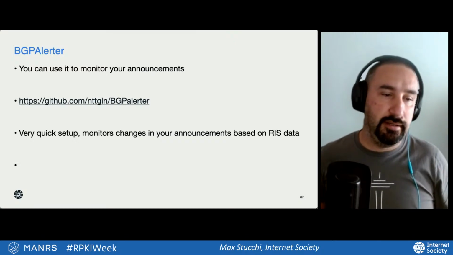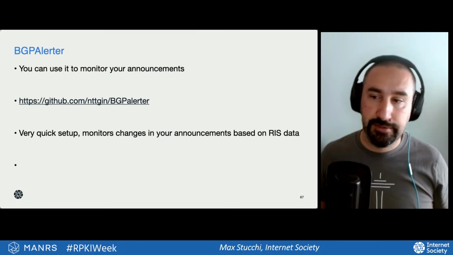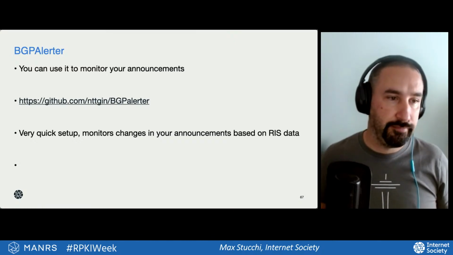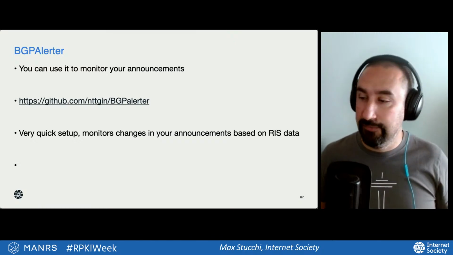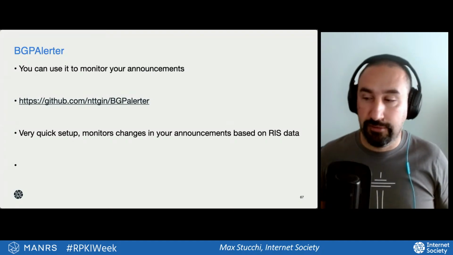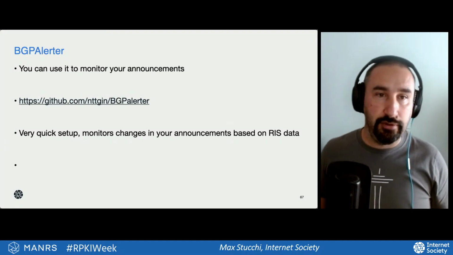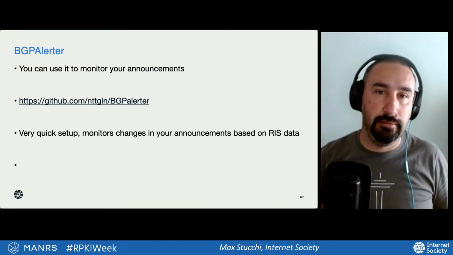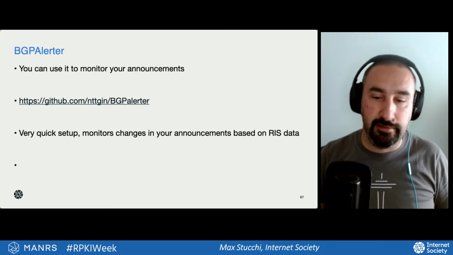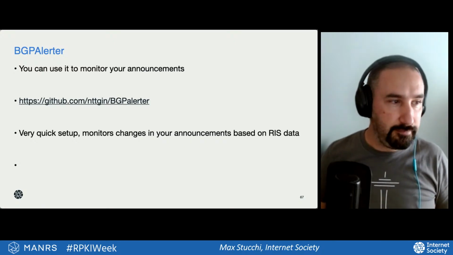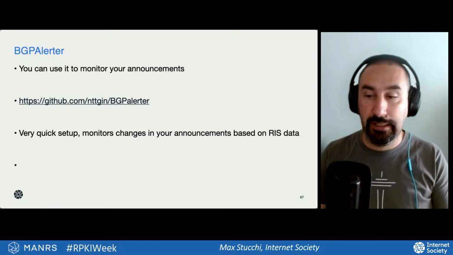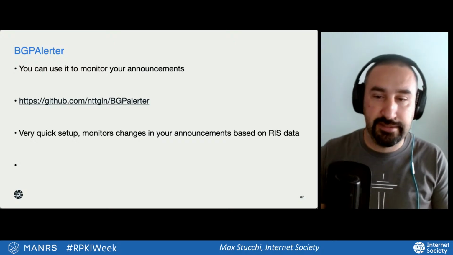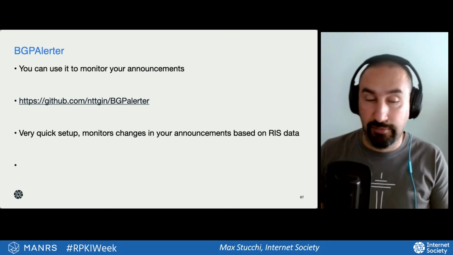It monitors changes in the announcements based on data from RIS Live, the streaming API from RIS. RIS is the Routing Information Service, the route collector network that the RIPE NCC runs. So you get multiple different points of view about all BGP announcements, and you can be sure that what you see is seen somewhere in the world. I would recommend you run BGP Alerter, even if you don't run RPKI, because it gives you insight into how things are going for your network.